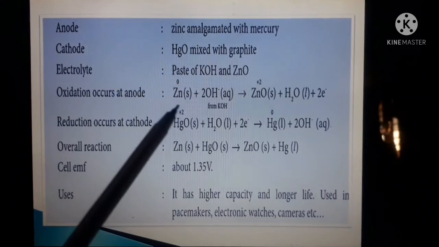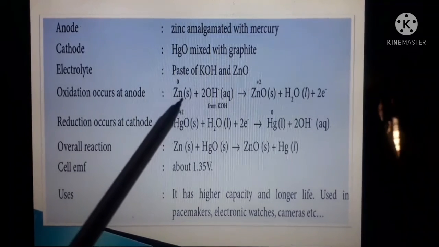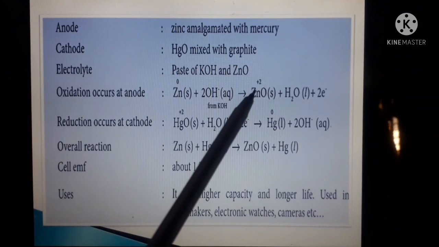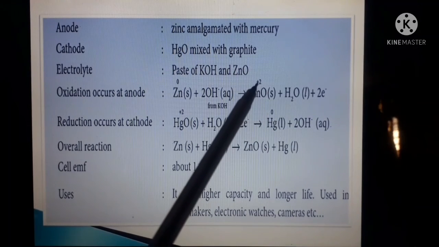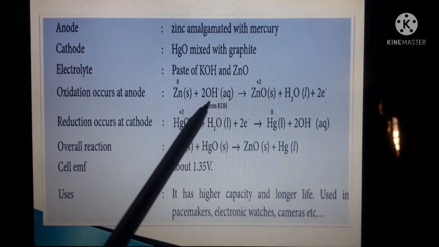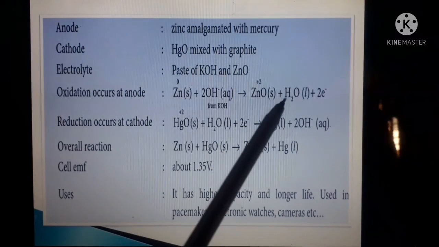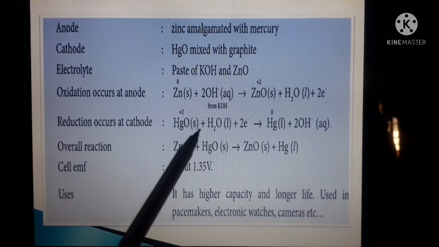Oxidation occurs. Zn is in the 0 oxidation state, that is metal. The metal loses electrons, it changes to 2+. It changes to zinc oxide, oxidation state 2+, because of loss of 2 electrons. Those 2 electrons are absorbed by 2 hydroxide ions, changing to H2O, and 2 electrons are there. These 2 electrons are moved to the cathode.